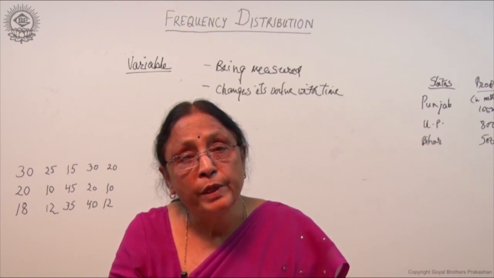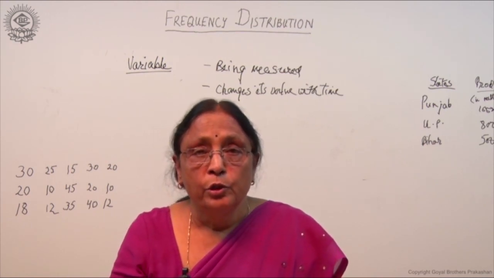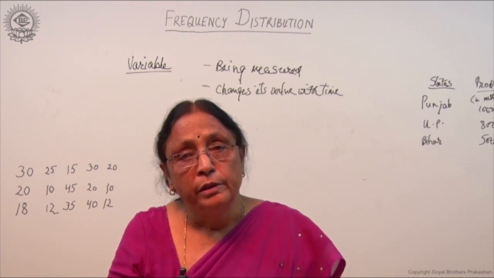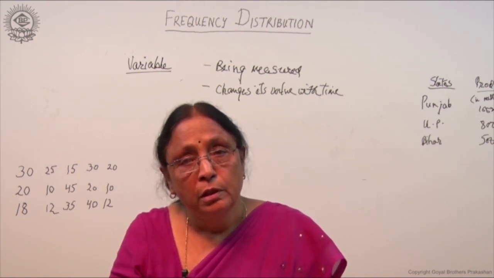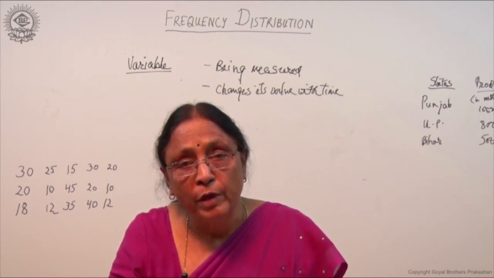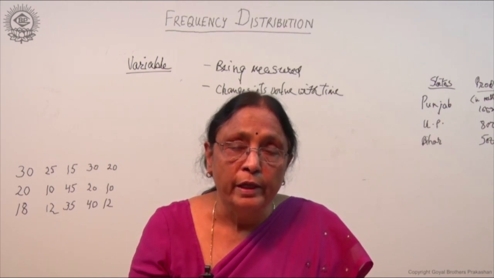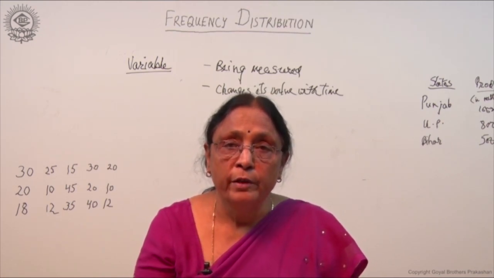Another example is prices of commodities. You know that prices of commodities do not remain the same in the market. They keep on changing. How do they change? They keep on changing on the basis of market conditions, or on the basis of demand and supply. So this is a variable.